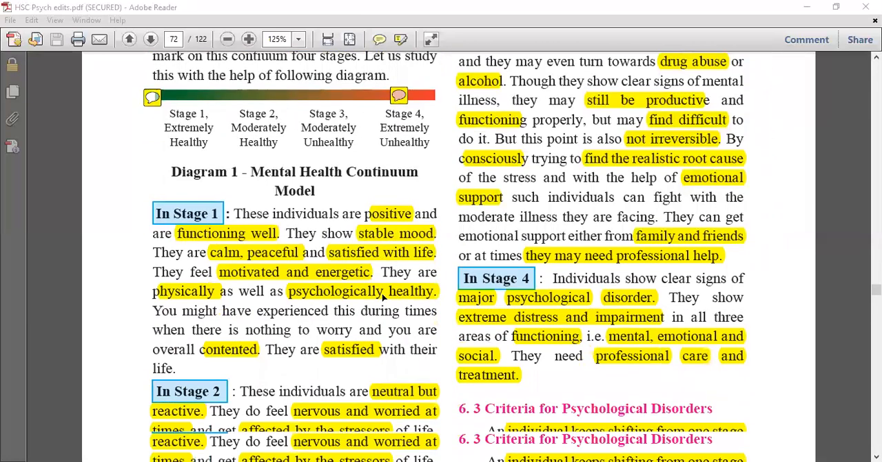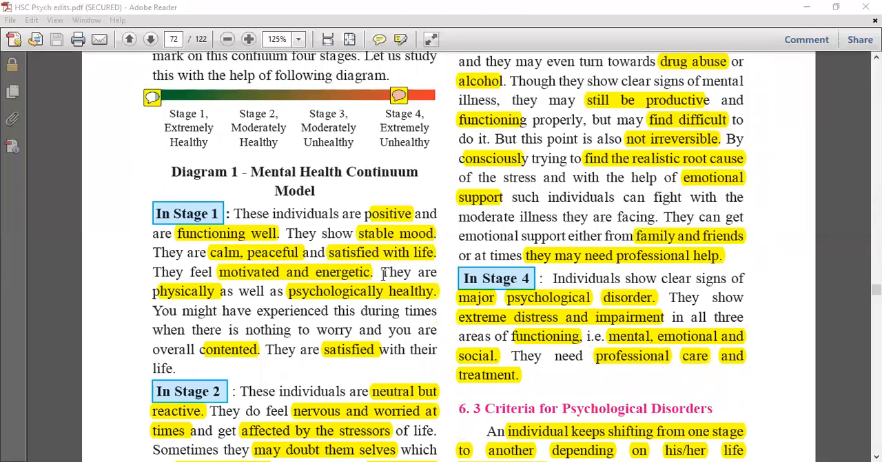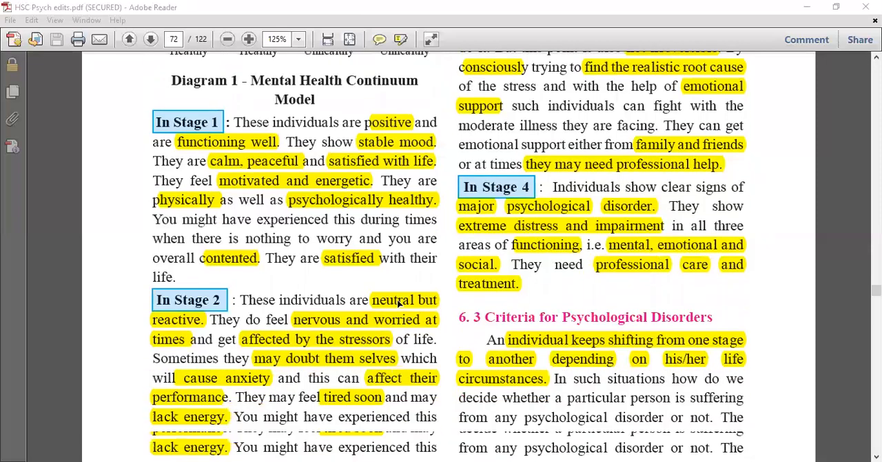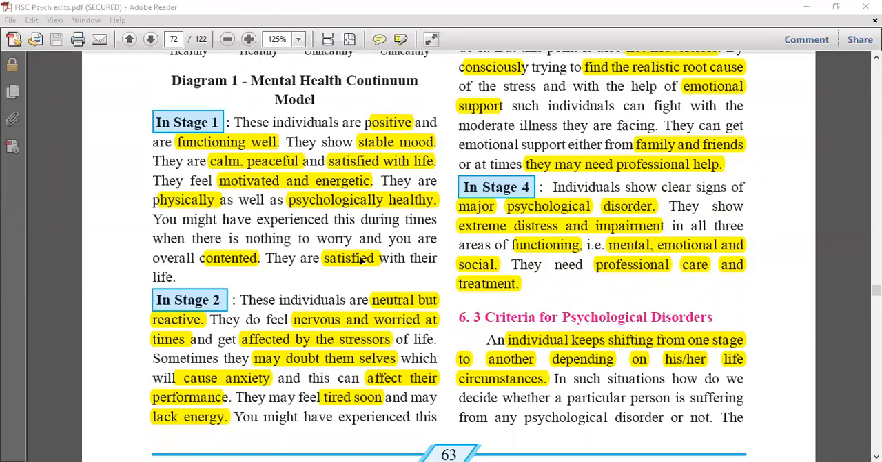The first stage, which is extremely healthy, according to the mental health continuum, is where individuals are positive, functioning well, and have a stable mood; they are calm, peaceful, and satisfied with life. They're motivated, energetic, physically and psychologically healthy, content, and satisfied. Okay, you can only read the highlighted part, since you have all already studied the chapter first. Right now it's okay if you just read the highlighted part that we've done in this chapter. Anyway, in your answer, you can't write a whole huge paragraph. You have to keep it brief. So read what is highlighted.